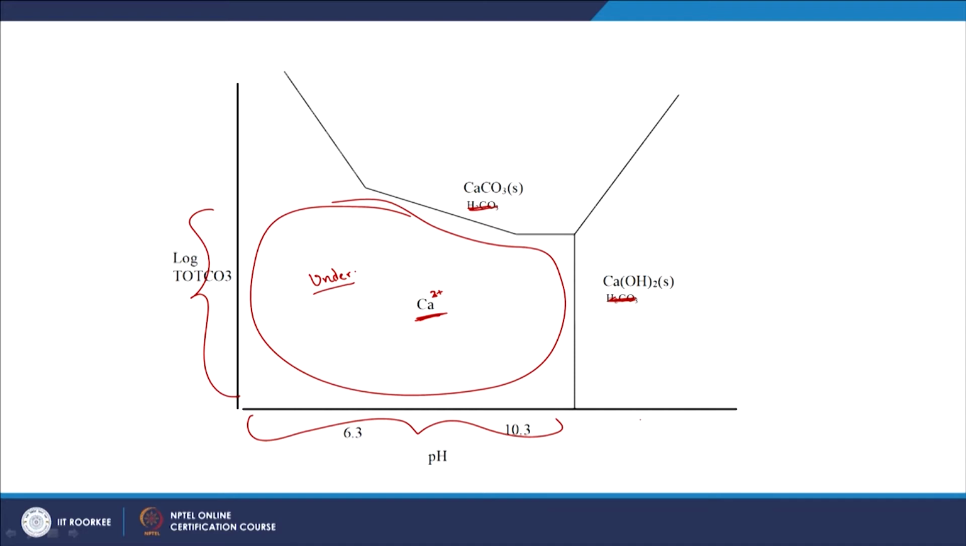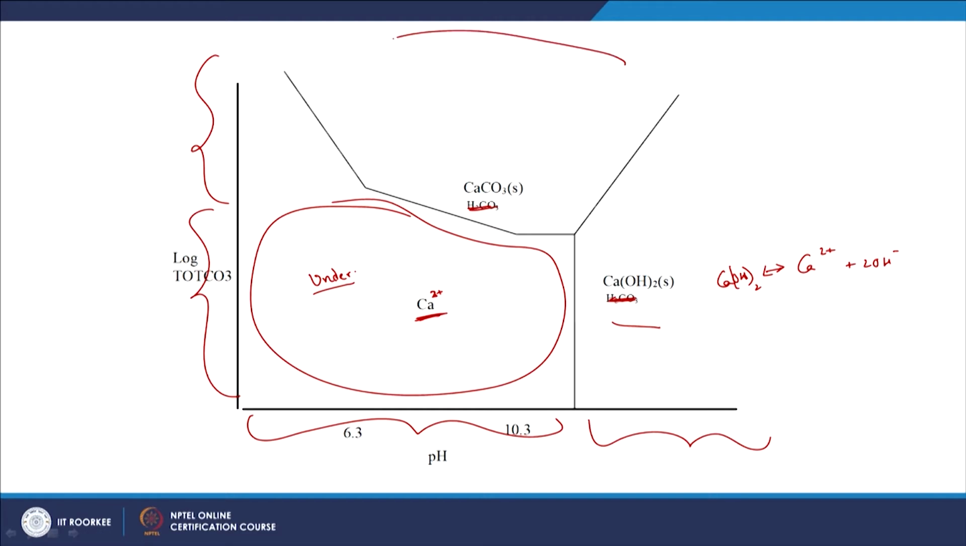But as you keep increasing the pH, what do you see now? Ca2+ and 2OH- are going to be in equilibrium with Ca(OH)2, and that is why, as you keep increasing the pH for a particular log total CO3, you see that in this region Ca(OH)2 is going to predominate. But let us say for a given pH, if I keep increasing the log total CO3, what do I see? In this region, I see that CaCO3 predominates.